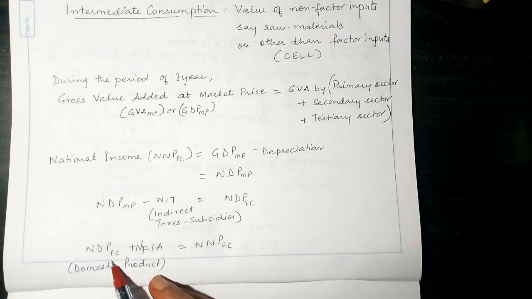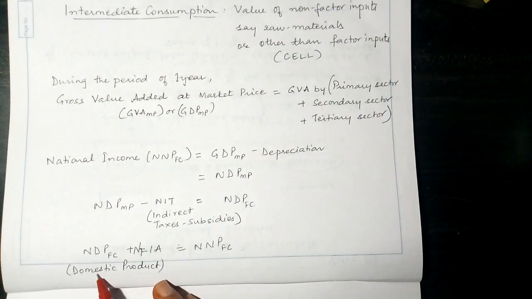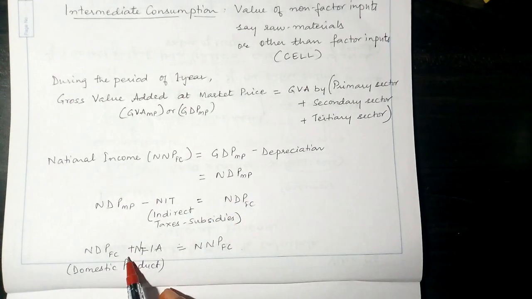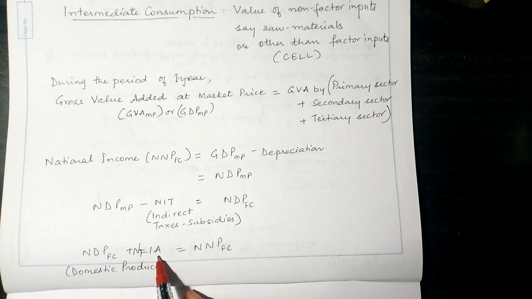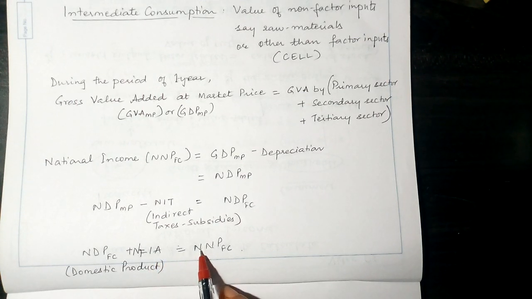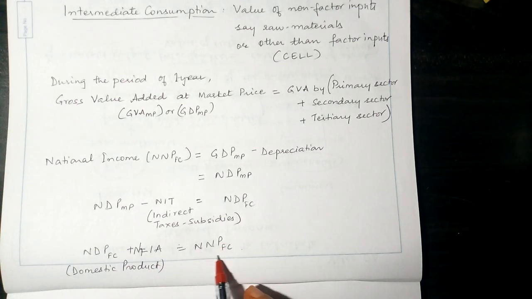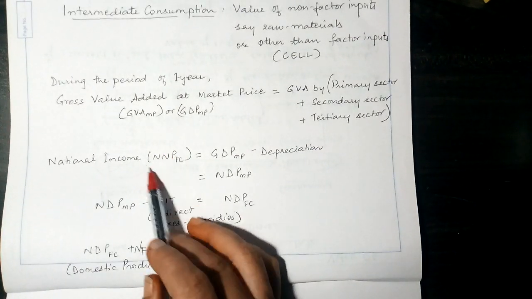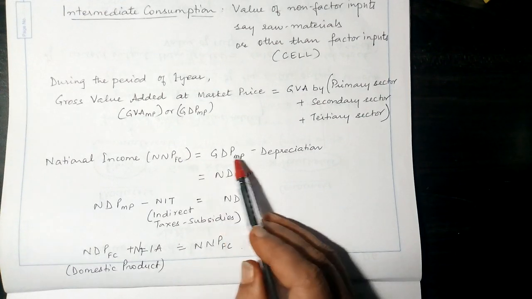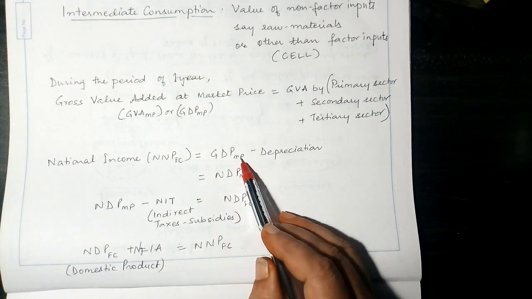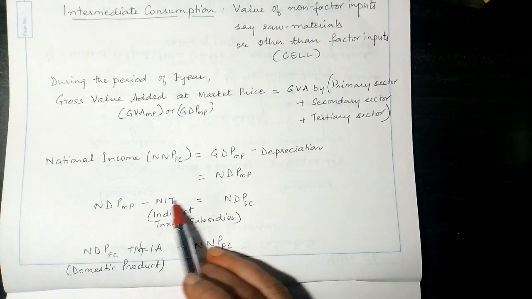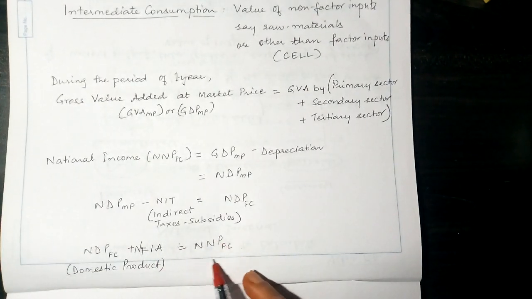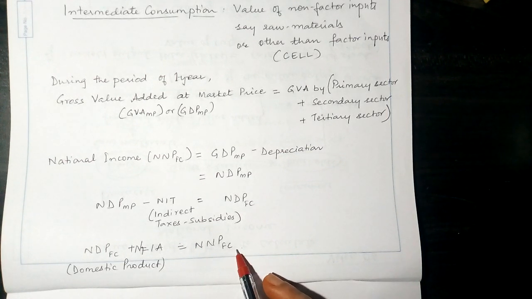Now, net domestic product at factor cost, otherwise called domestic product, this is domestic product. So this domestic product plus net factor income from abroad gives us the net national product at factor cost, otherwise called national income here. So when we want to calculate national income, the gross domestic product at market price minus depreciation minus NIT and plus NFIA gives us the net national product at factor cost.